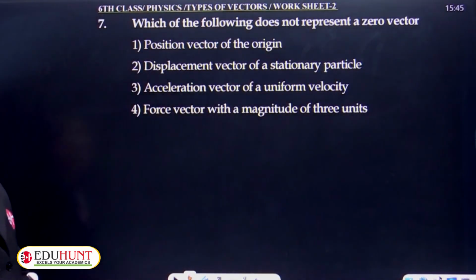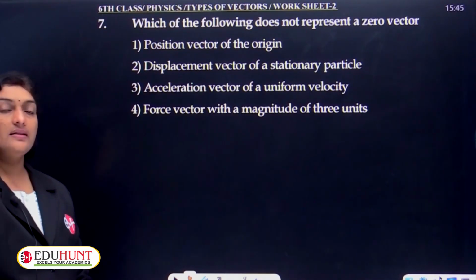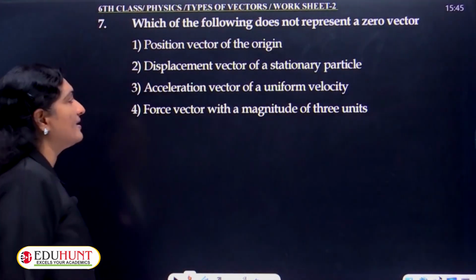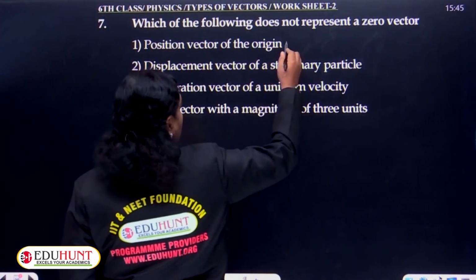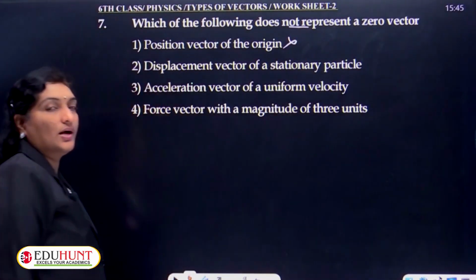Which of the following does not represent a zero vector? Same like the previous case. Earlier they were asking for zero vector. Now they are asking non-zero vectors. Position vector of the origin is a zero vector. So, can't be taken into consideration.